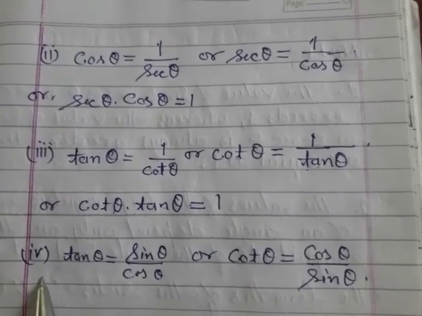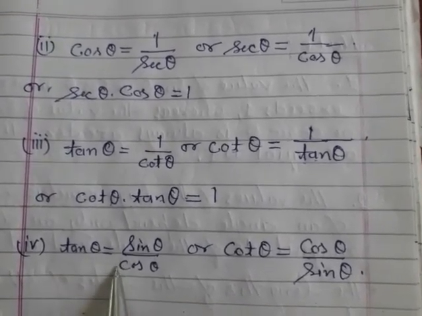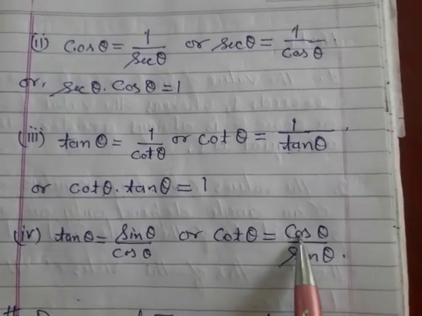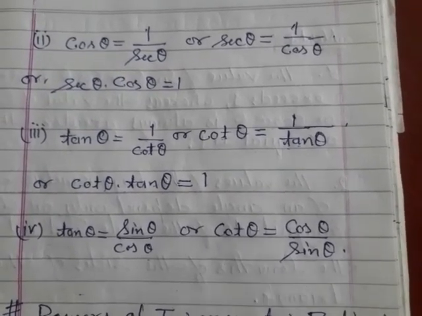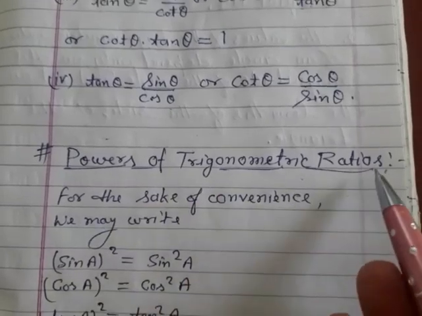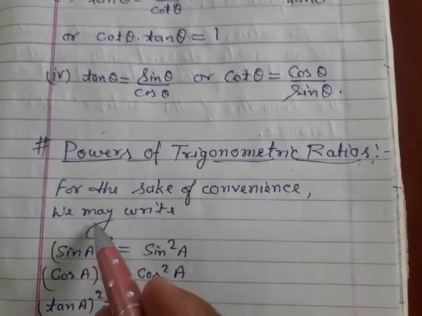So, tan theta is sin theta upon cos theta, and cot theta is equal to cos theta upon sin theta. Clear? Now, power of trigonometric ratios. For the sake of convenience, we write.